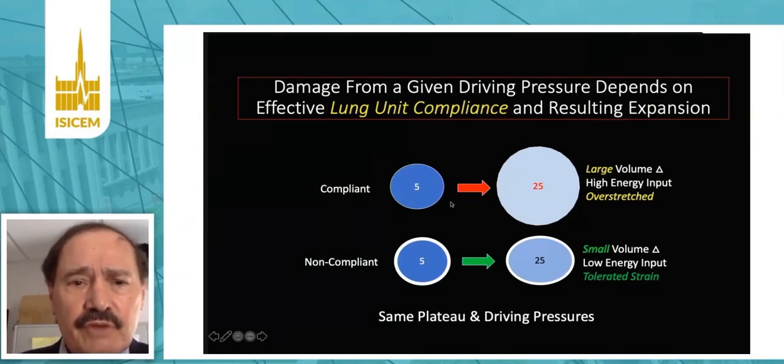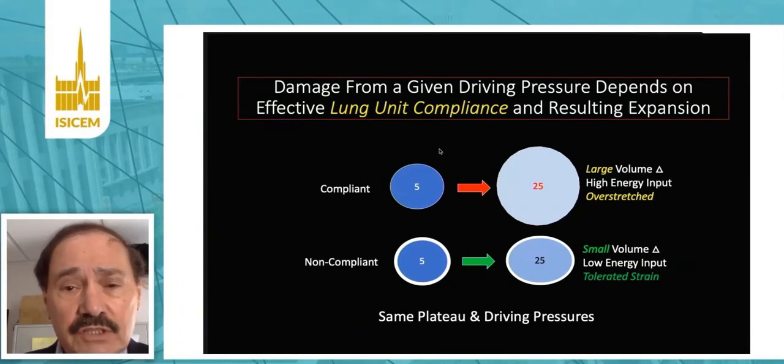Let's consider moving from a PEEP of 5 to a PEEP of 25 in two conditions. The damage from a given driving pressure, which is the difference between those two, depends on the effective lung unit compliance and the resulting expansion, just as with a balloon. If we have a compliant lung unit and we apply 20 centimeters of driving pressure to a plateau pressure of 25, we have a large volume change, a high energy input, and I'll come back to that, and an overstretched situation. If we have a non-compliant lung unit for one reason or another, the same driving pressure and plateau pressure results in a small volume change, a low energy input, which is the product of pressure and volume, and tolerated strain.